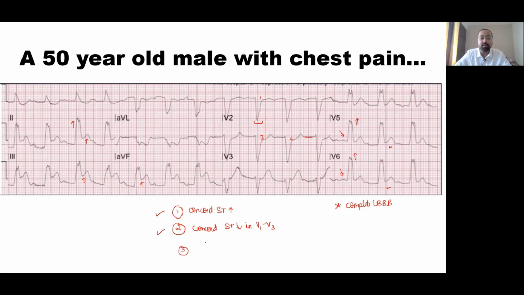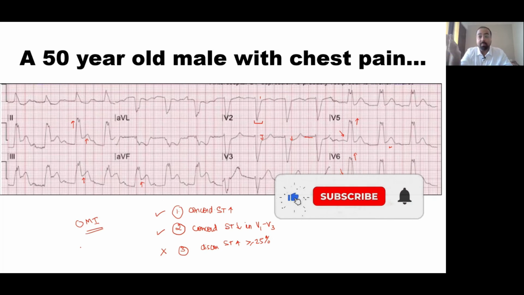And the third criteria says that there is a discordant ST elevation of at least 25%. Well, you don't see that happening in the ECG, but this is not required. So all the three criteria are not required, if you remember. Hence, using the Garbosa criteria, you can say that this patient has got an occlusion myocardial infarction. So I hope the concept of diagnosing ischemia in patients with LBBB using modified Garbosa is clear to you.